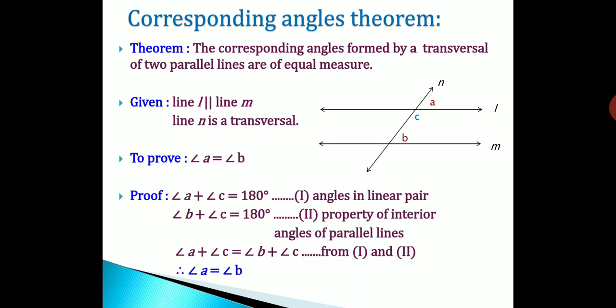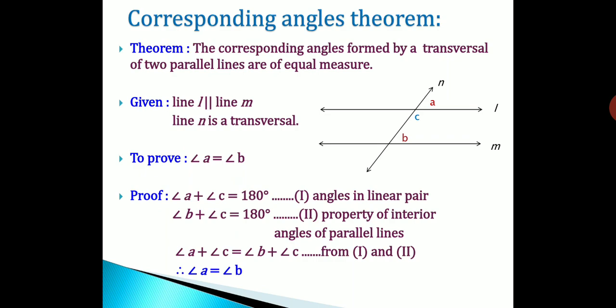These two angles are corresponding angles, and we had to prove that corresponding angles formed by a transversal of two parallel lines are of equal measures. Therefore we have proved that corresponding angles are equal.